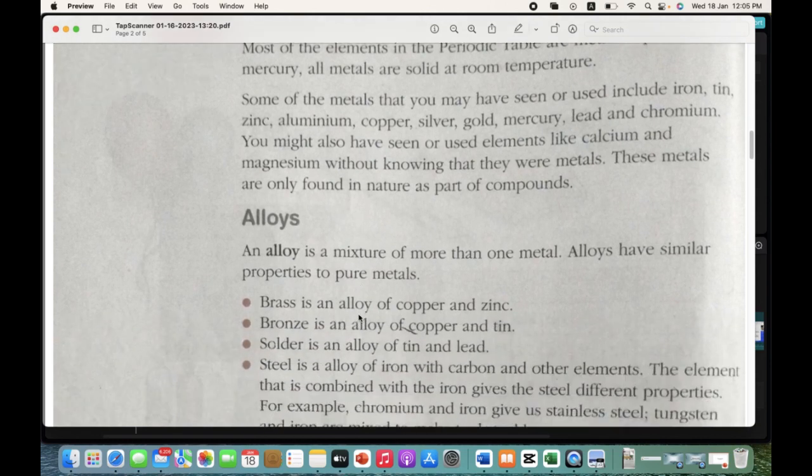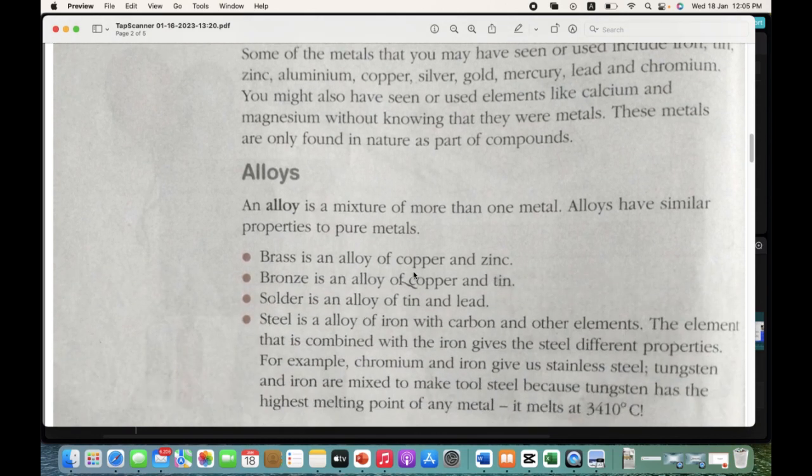Now let's talk about alloys. An alloy is a mixture of more than one metal. Like we take 2 or 3 or 4 metals and blend them together, it becomes an alloy. Alloys have similar properties to pure metals as well. For example, let's take a look at some alloys. Brass is an alloy that is made up of copper and zinc.